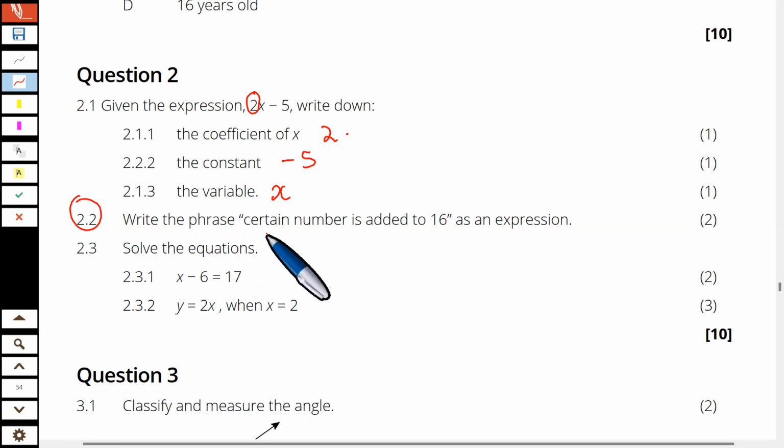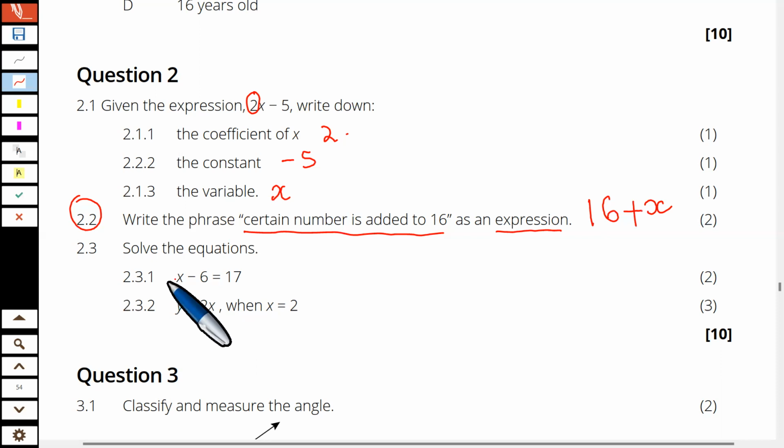So write the phrase a certain number is added to 16. In other words, a certain number is just added to 16. So you add x to 16. And this one is now what?